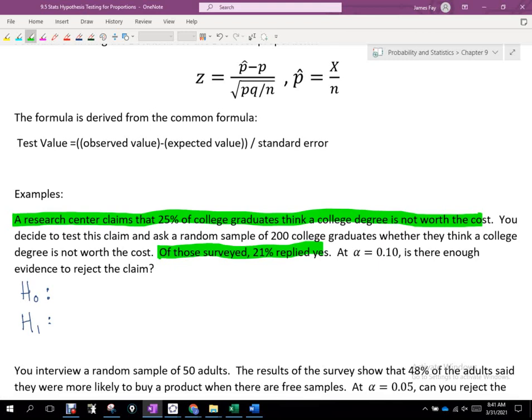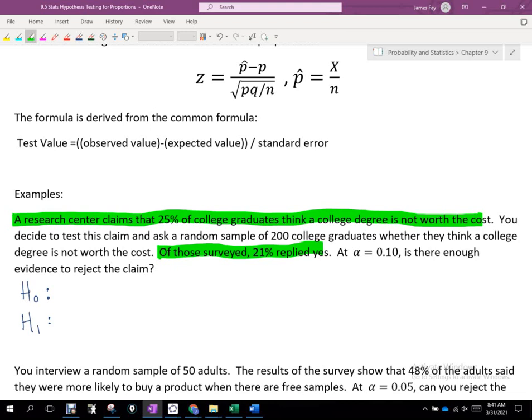I'm just going to tell you 25% here is what we are going to accept as the population proportion. Does that make sense? The 21 came from surveyed people, right? We could not survey the entire population, so that's a sample proportion. Does that make sense, everybody?